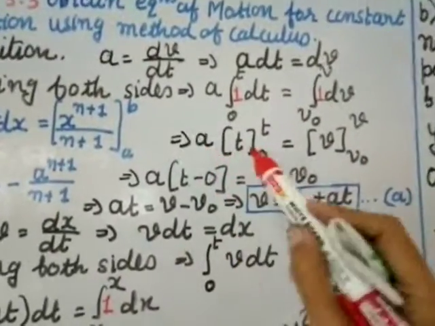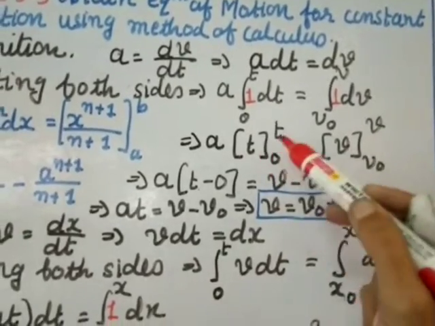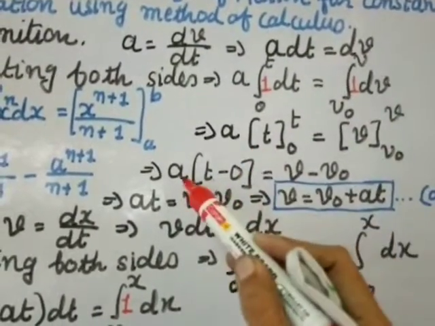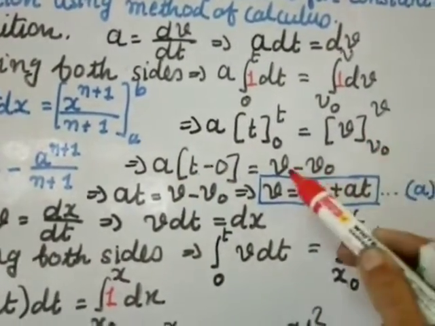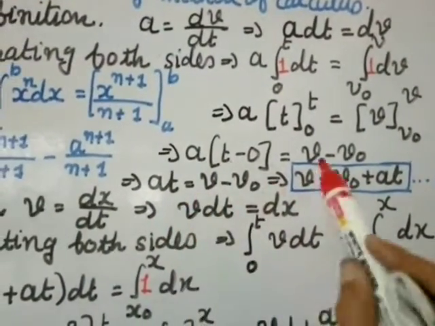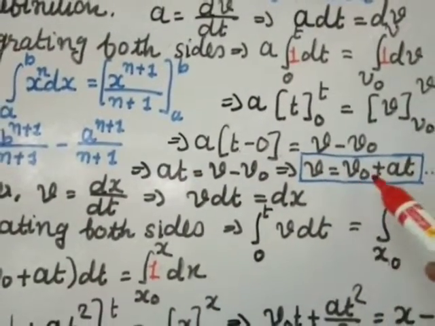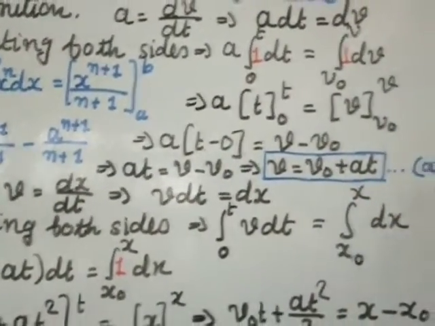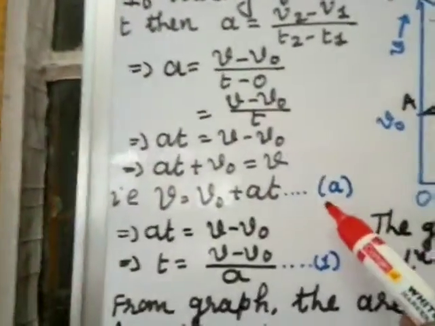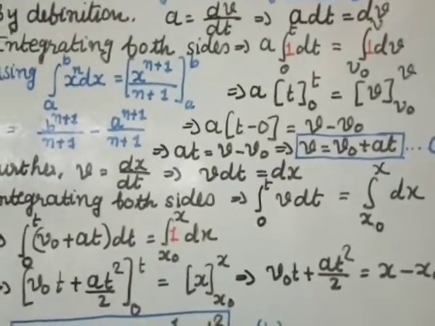So what you get here is, I have written here first t from 0 to t equal to v from v0 to v. Apply the upper limit. So t minus 0, this at as it is, equal to first the upper limit v minus lower limit v0. So here you get at is equal to v minus v0. This minus v0 transfer over here. So you get v is equal to v0 plus at, and this is equation A. It is similar to this equation, right? So that is the first kinematic equation using the method of calculus.